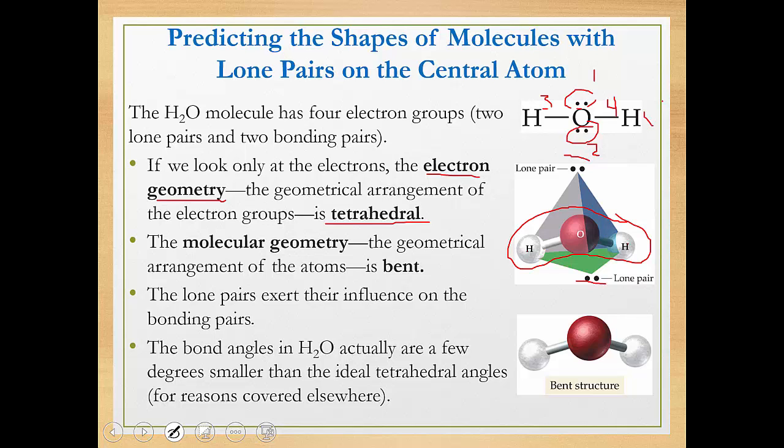So if I'm looking at this two-dimensionally on paper, it looks like, oh, well, that's linear. It's got to be linear. They're straight across from each other, but they're really not because the lone pairs of electrons have shoved them away. And so what you end up getting is kind of this V structure.